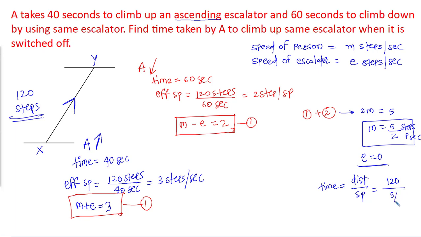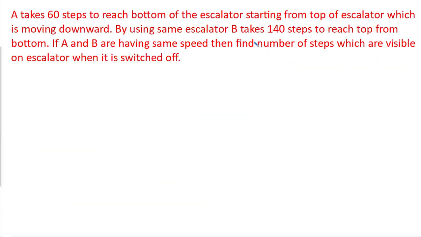5 divided by 2. So the time taken by person to climb that escalator when it is switched off is equal to how much? 120 divided by 5 by 2. That is equal to how much? That is equal to 48 seconds. Okay everyone, this is how we can solve this question. Let's have a look at the next question.